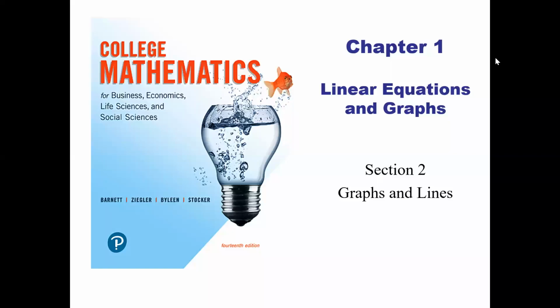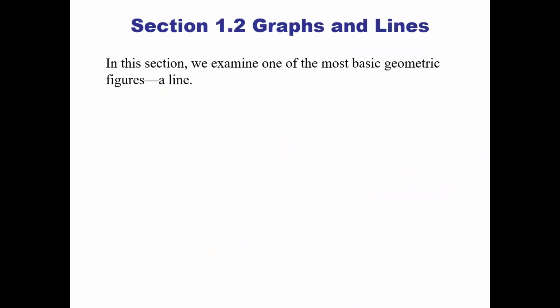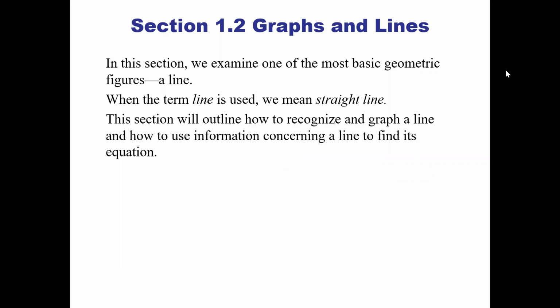All right, so this is chapter 1, section 2 on graphs and lines. In this section, we're going to examine one of the most basic geometric figures, which is a line. Now, when the term line is used, we mean a straight line. We don't mean a squiggly line or anything like that. This section is going to outline how to recognize and graph a line and how to use the information concerning a line to find its equation.